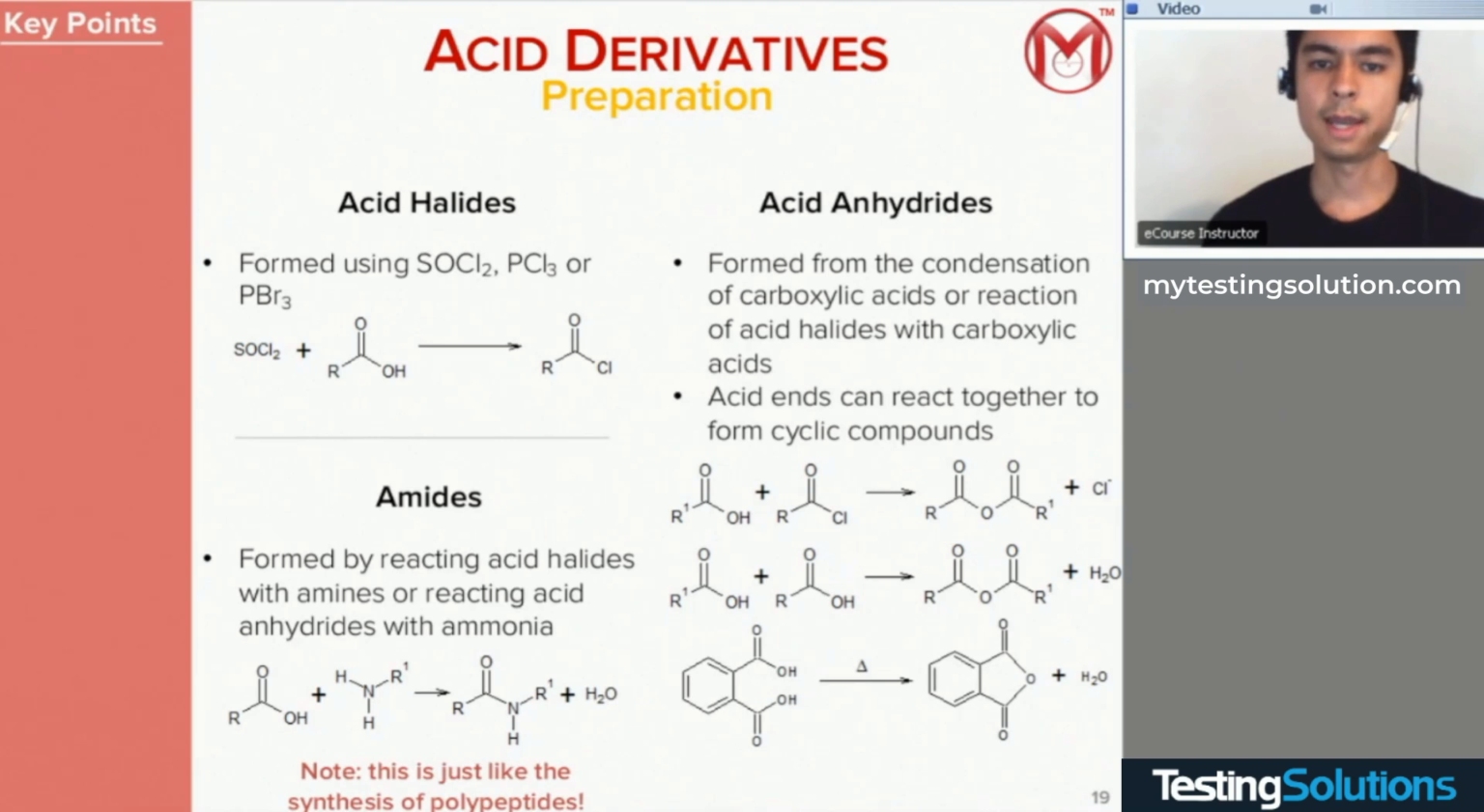Acid anhydrides are formed from the condensation of carboxylic acids. So I can have a carboxylic acid plus a carboxylic acid, or I could even have a carboxylic acid plus an acid halide. Again, they have very similar reactivities, and so you can sort of mix and match them and interchange them. Okay? I can also get cyclic anhydrides. Two carboxylic acids in the same molecule makes this cyclic molecule.